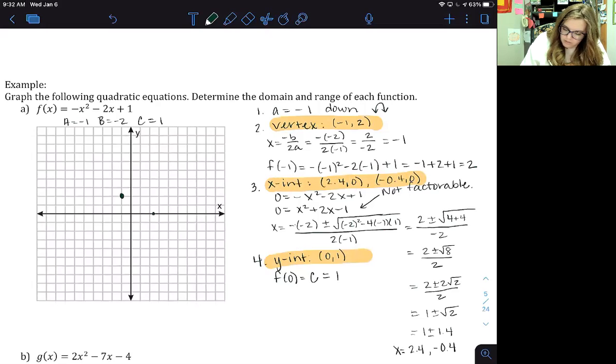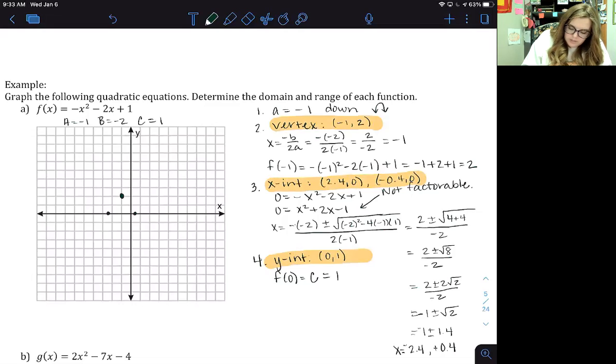I just did something wrong. What did I do wrong? Oops, sorry. This should be a -2 down here. Should make that a -1 plus or minus. So we're going to actually have -2.4 and a positive 0.4. So my apologies. Let's fix that over here. So we're going to have 0.4 and -2.4.